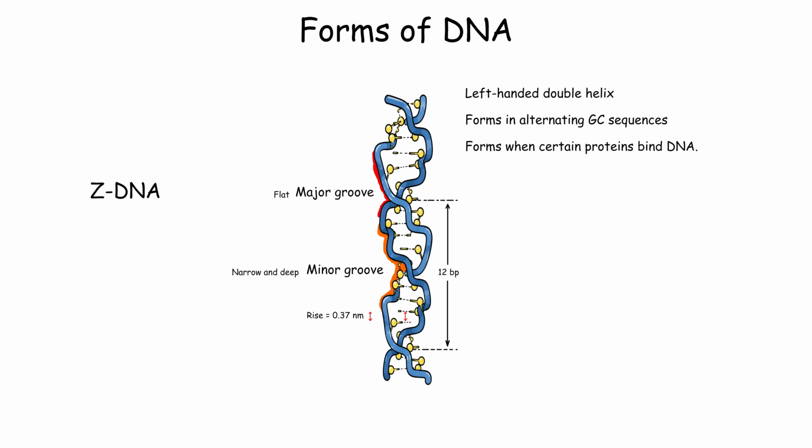The rise per base pair is about 0.37 nanometers, and the pitch is about 4.5 nanometers. The diameter of zDNA is about 1.8 nanometers, making it the thinnest among the three forms. Its base tilt is around 7 degrees.